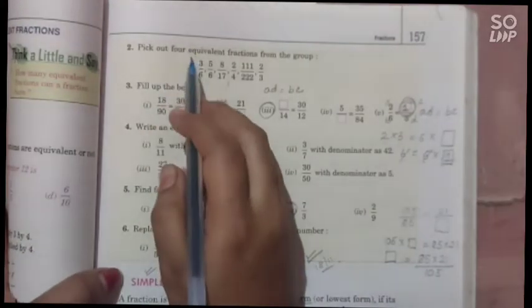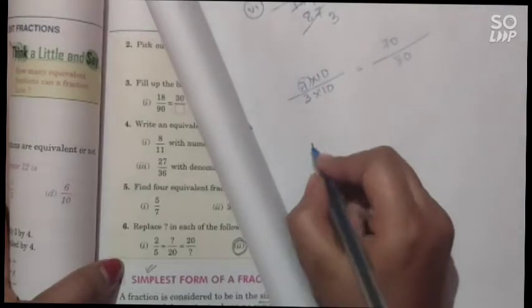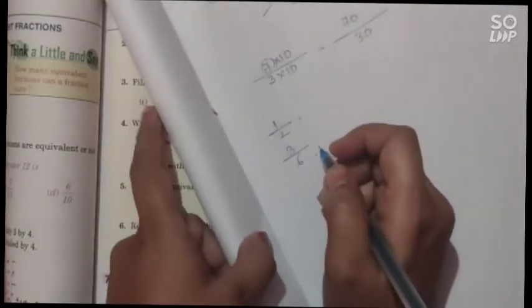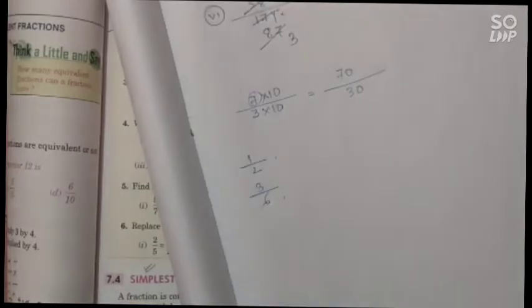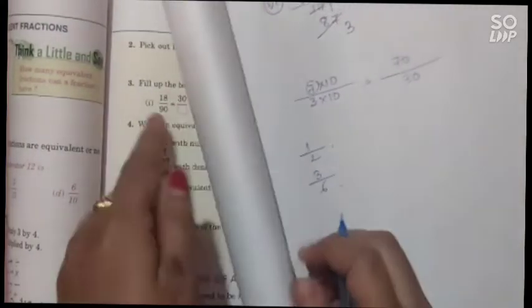Next question, pick out 4 equivalent fractions from the group. First fraction is 1 by 2. Next 3 by 6. So what are called equivalent fractions? If some fractions have equal value, then those fractions are called equivalent fractions. Equal value is in simplest form. So you have to find the simplest form of these fractions.